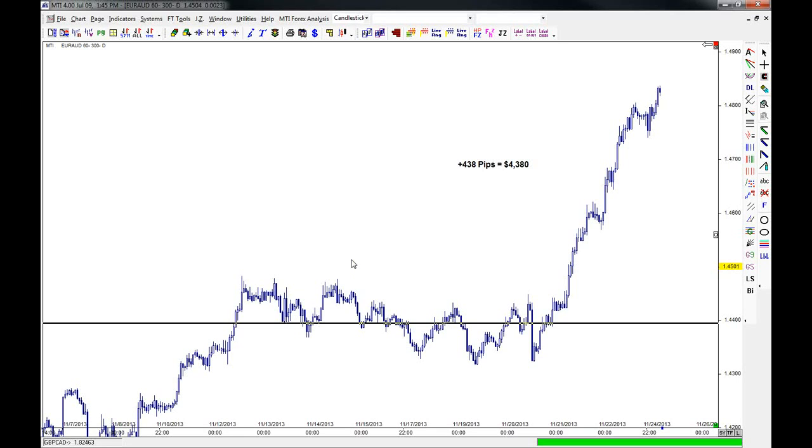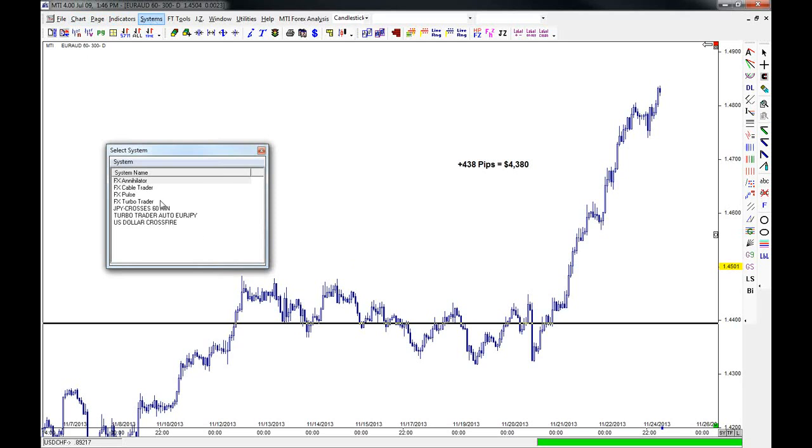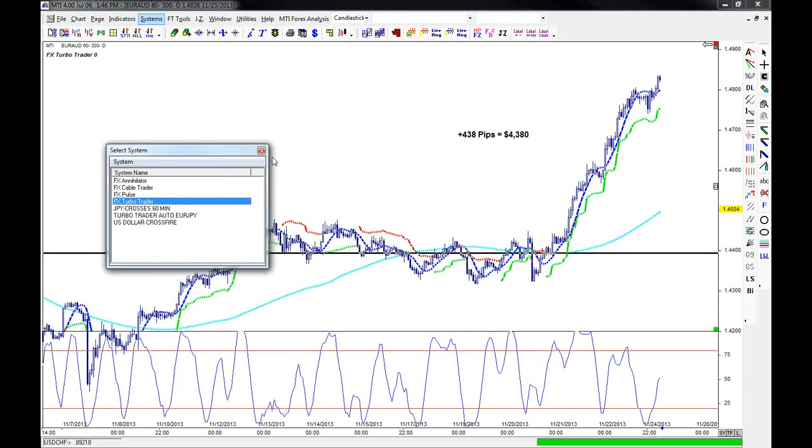So let's go ahead and do this. What I'm going to do now is put on a simple system. I want to empower you to take advantage of this market. So I'm going to use a simple system, and I'm going to put on the X Turbo Trader. Now it's simple to use, but it wasn't simple to build. So I'm going to go ahead and launch this.